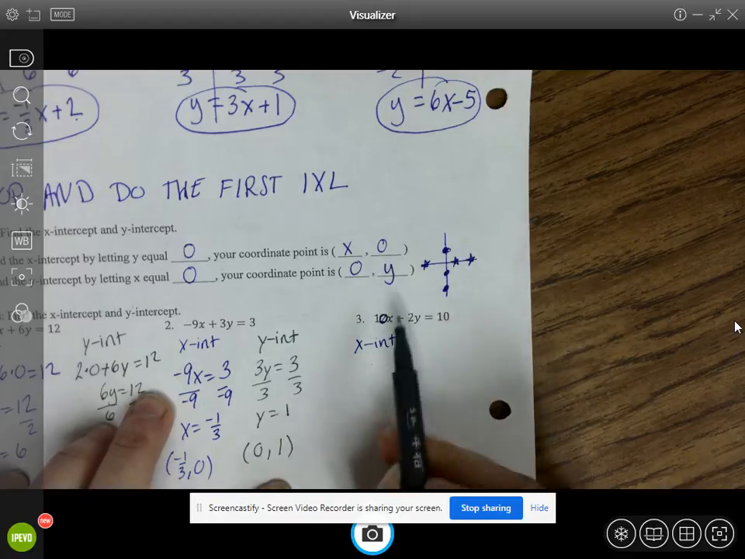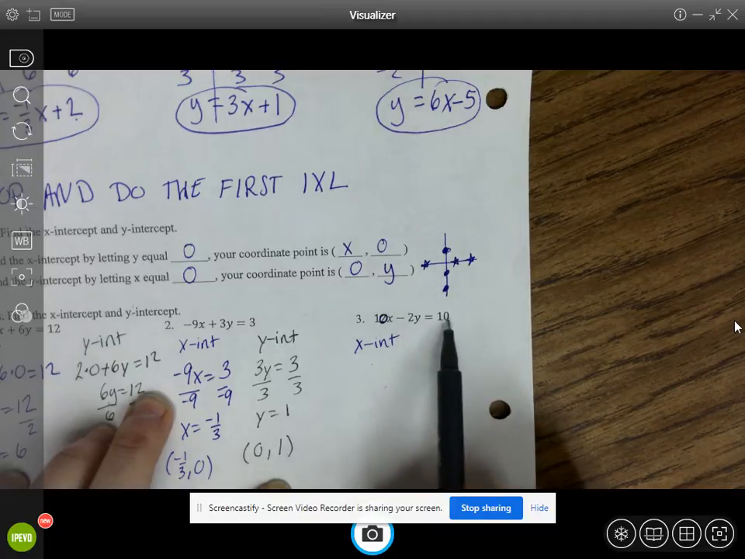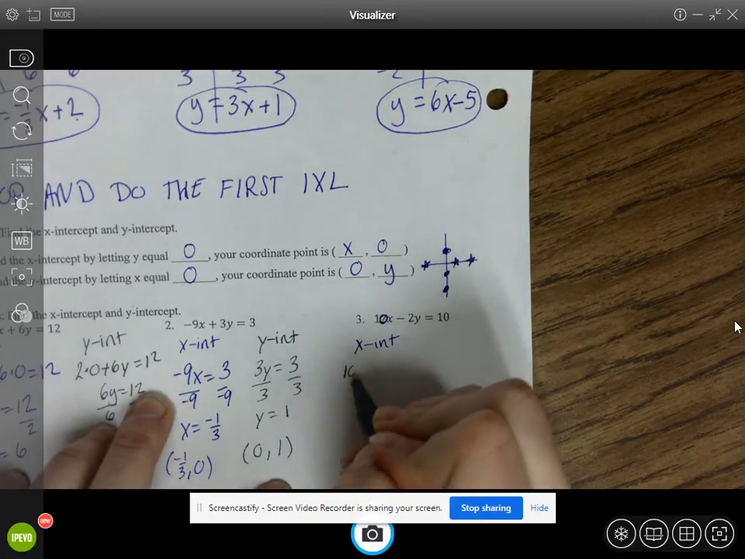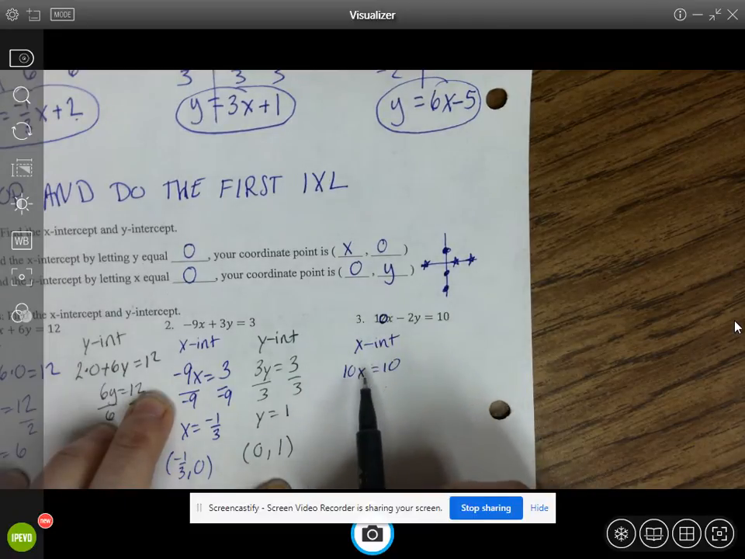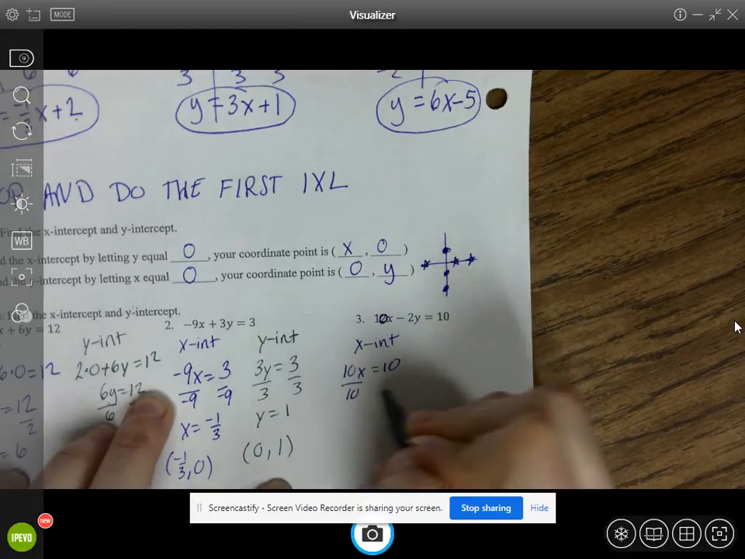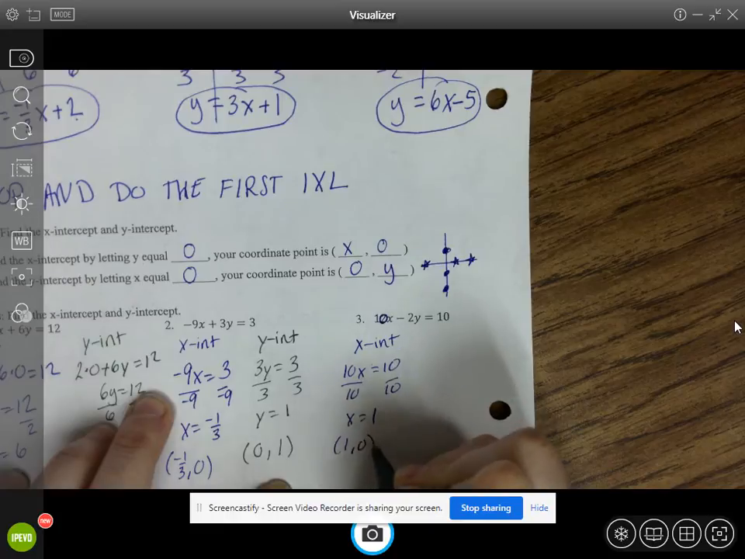Our x-intercept, plug 0 in here, makes this whole term go away. So it leaves me with 10x equals 10. You are going to then divide both by 10. Gives you x equals 1. So 1, 0.